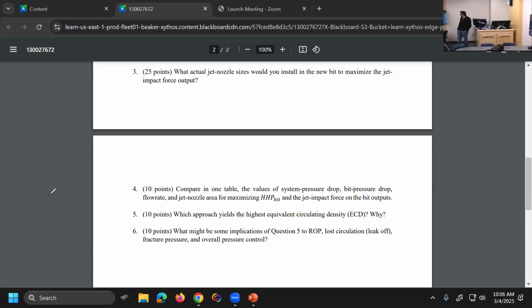If I have a higher, not higher ECD necessarily, but basically the two ways I optimize the bit hydraulics, how would that affect my ROP? Which one will give the highest ROP? Maximizing the hydraulic horsepower on the bit, or maximizing the impact force on the bit? Which one will yield the highest lost circulation? Which one will yield the fracture pressure? What can you say about that? Overall pressure control in general. I'm asking this question because this is the general question. This is why you do rig hydraulics optimization. These are ultimately the parameters that you need to control. Impact.